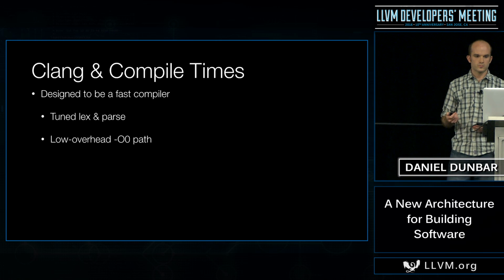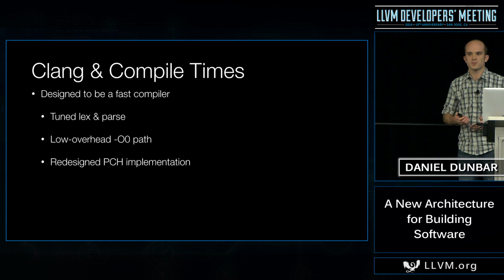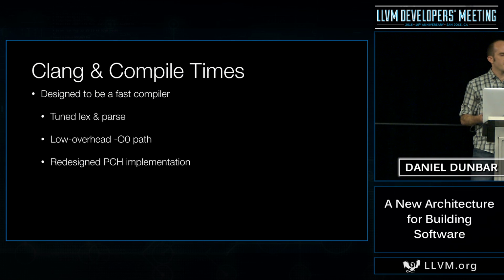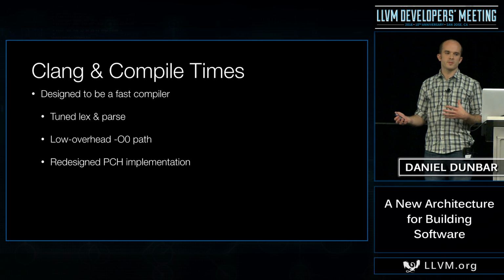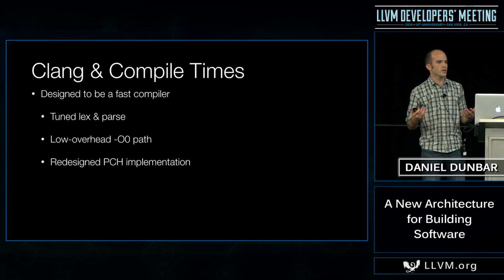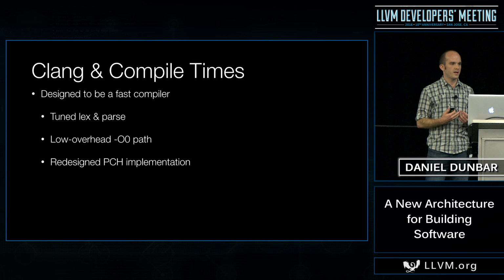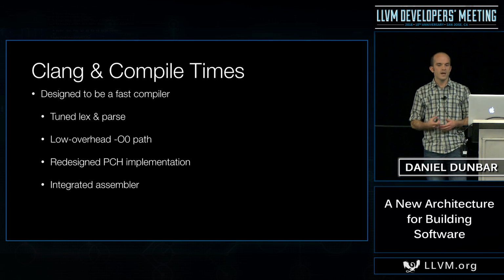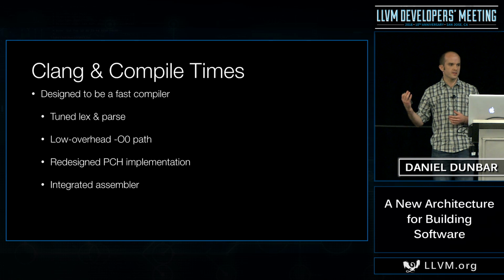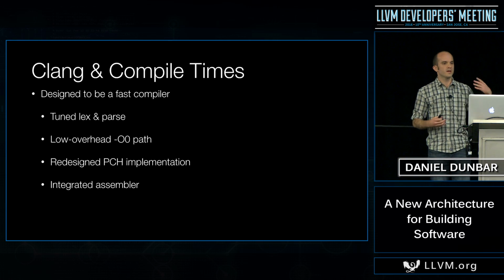We also did things like there was a completely redesigned PCH implementation in Clang. As compared to the GCC implementation of precompiled headers, Clang's implementation tried very hard to make sure that it pulled the minimal amount of data out of a precompiled header that you needed to actually parse your source. And then we also did some crazy things like we integrated the assembler into the compiler so that we could shave off the time of emitting the assembly source code and then loading it back into the assembler.